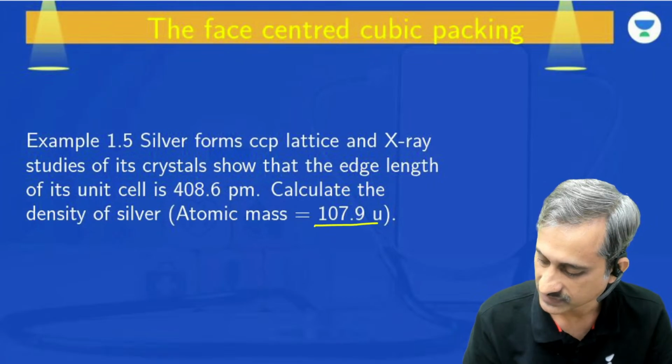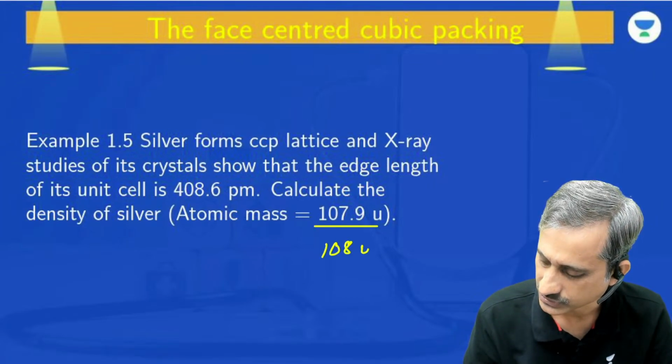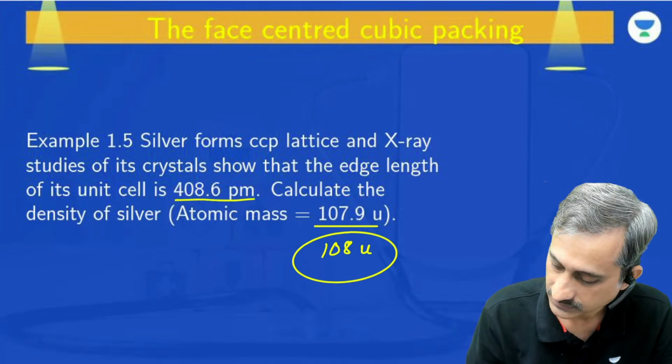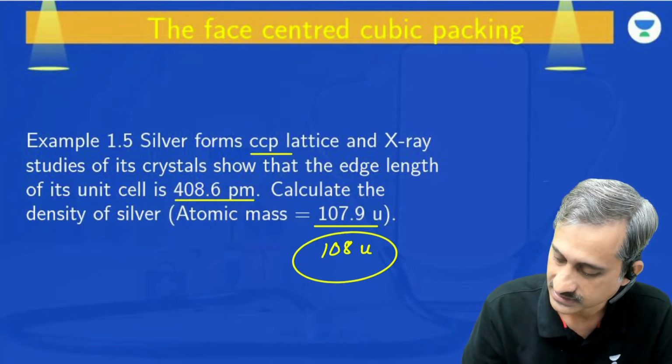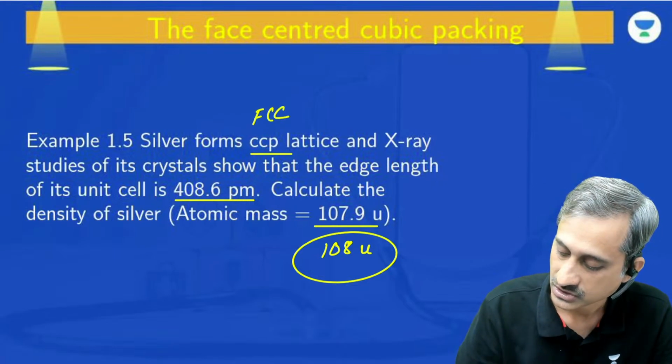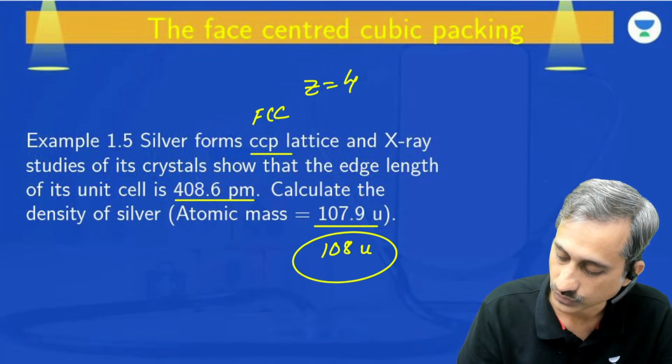Atomic mass is given as 109.9, 107.9 U, which we can consider as 108 U. Not a problem. This much is accepted. Okay. Edge length is given. Now density is required. Now CCP lattice is the FCC lattice, face-centered cubic arrangement. So here again, Z is equal to 4.